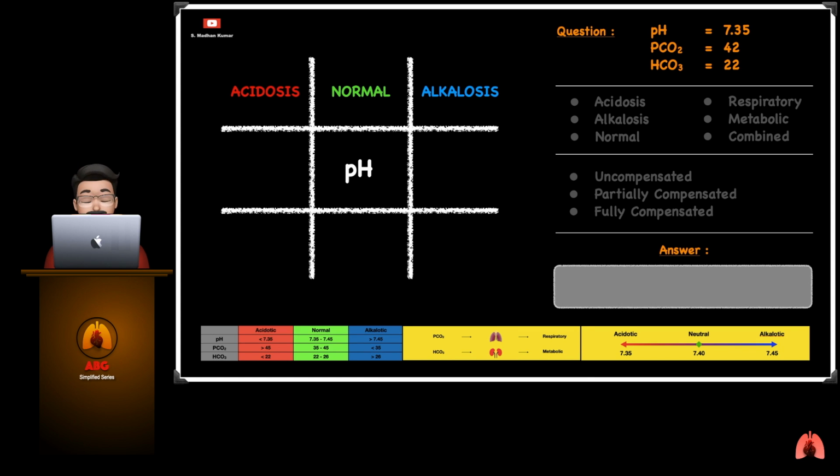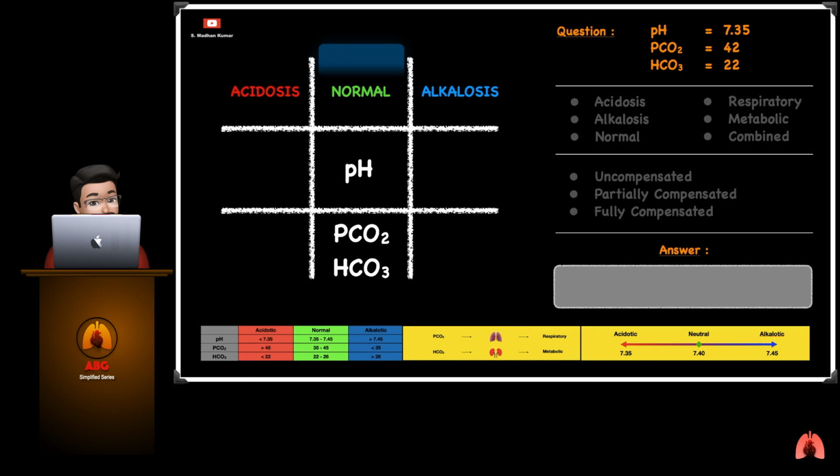The value of PCO2 is 42, which also lies in the normal range of 35 to 45 of PCO2. So, place that value also in the normal column. HCO3 value is 22, which is also in the normal range of 22 to 26. So, place the HCO3 also underneath the normal column.